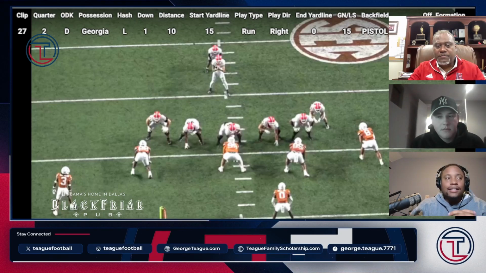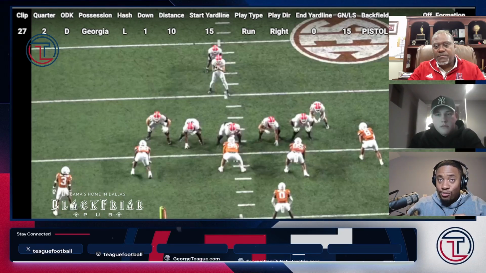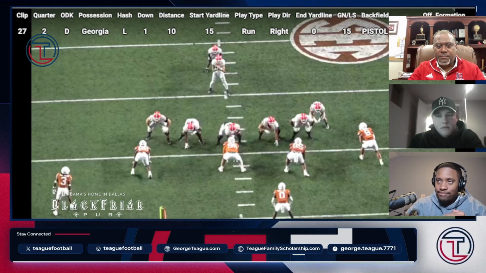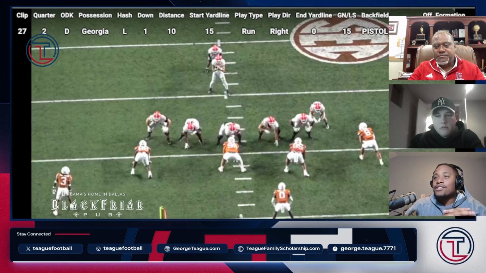So help me out here. Other than seeing people pull, how can I determine just by looking at the line whether it's zone scheme or gap scheme? Pulling makes it pretty easy for me, right? I can tell power, counter, that's easy. Guys are moving, you're getting the down blocks. But it's the duos. Oh, you're asking me.